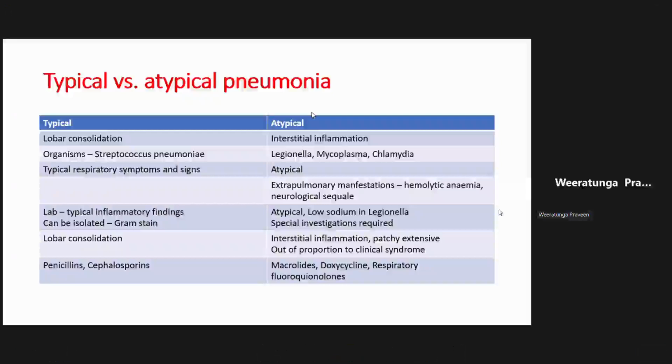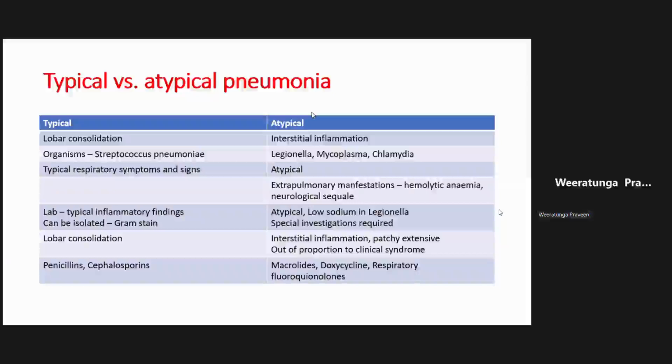Radiologically, because typical pneumonia is alveolar consolidation, you will see the alveolar consolidation on the X-ray also. And sometimes you can see that confined to a lobe. Right. In atypical, you will see the interstitial sort of shadowing. Typical pneumonia, alveolar shadowing. In the atypical pneumonia, it's mostly interstitial shadowing. And it's everywhere. Patchy, extensive.